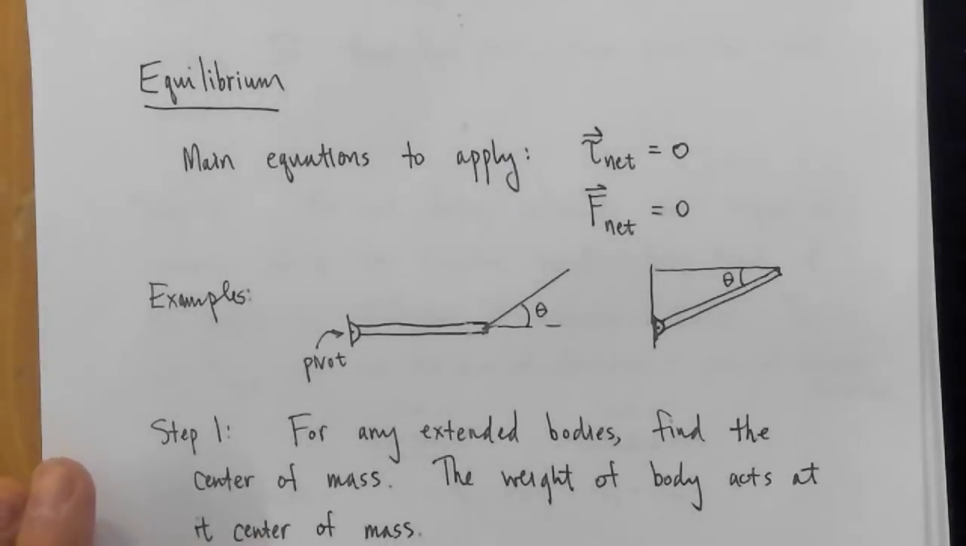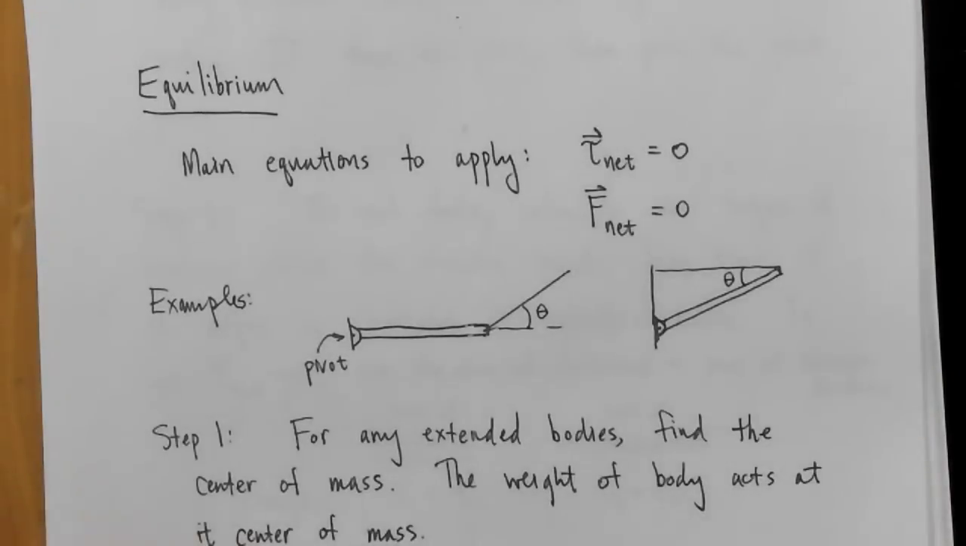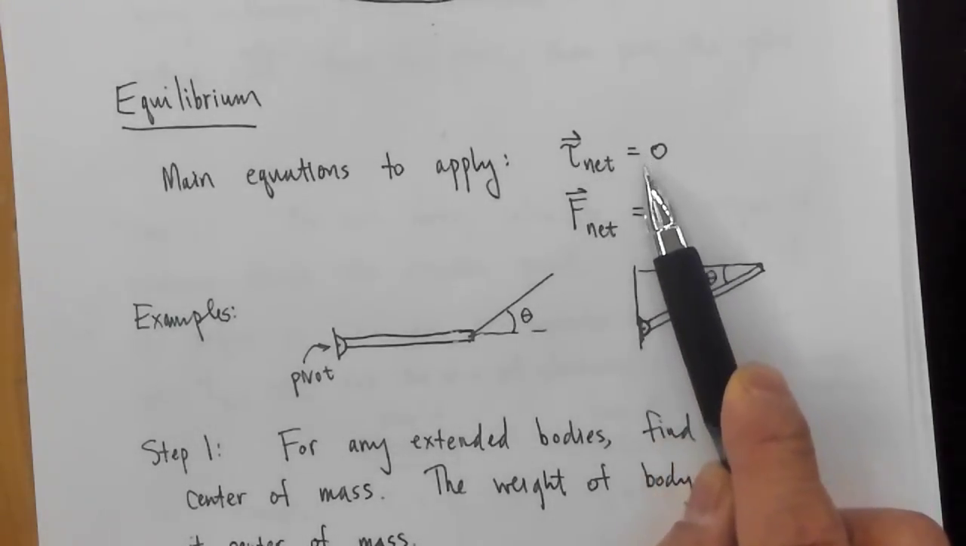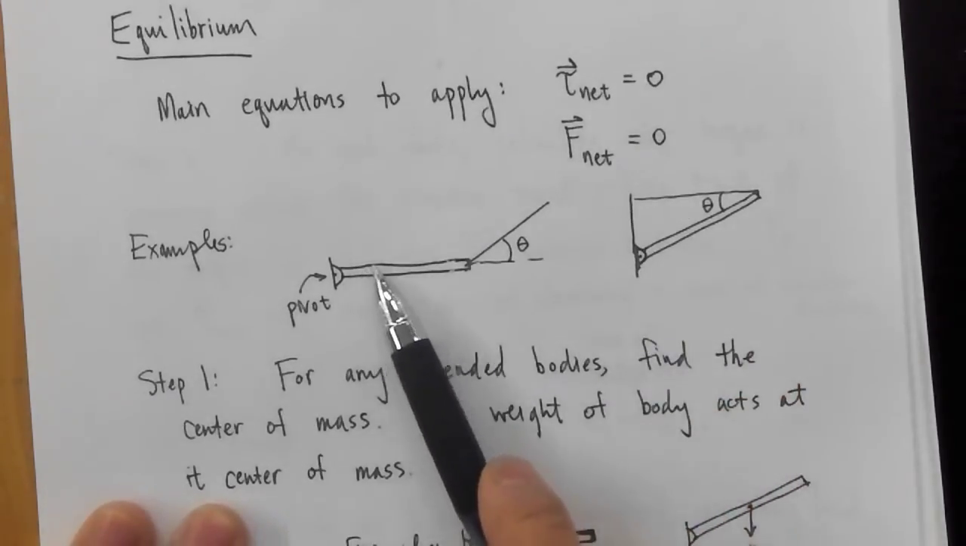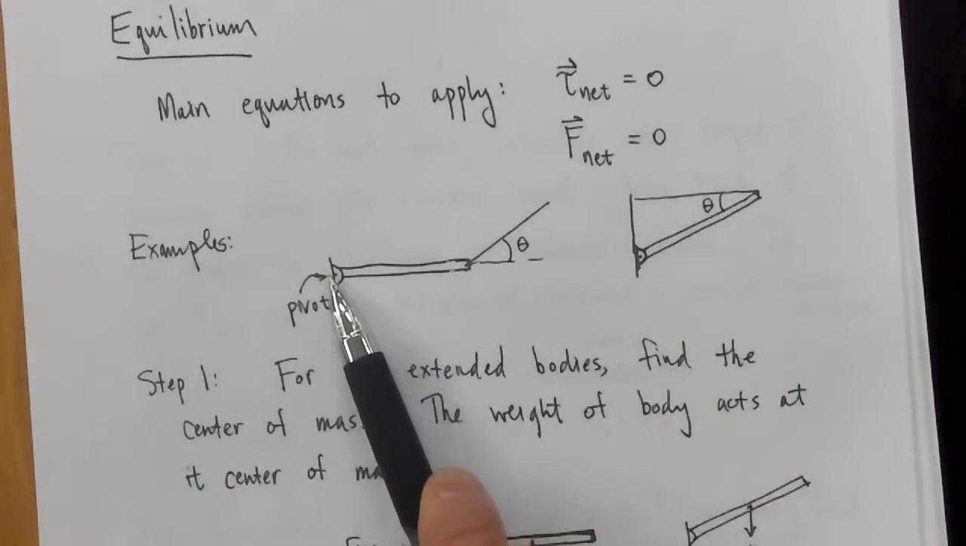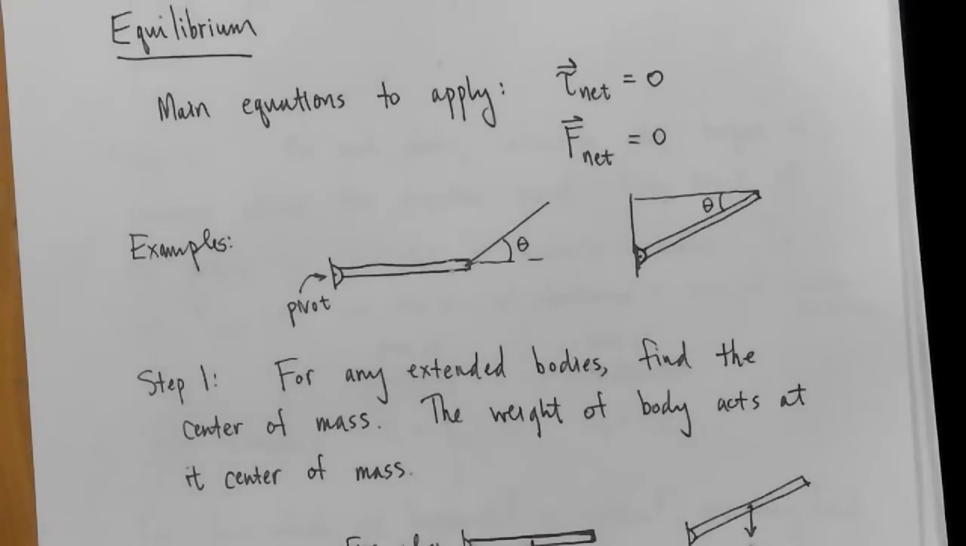Then we had equilibrium. So the main equation to apply here is that the net torque must equal 0 and the net force must equal 0. So here's an example. Let's say I have a rod with a pivot point. That pivot point will be my rotation point.